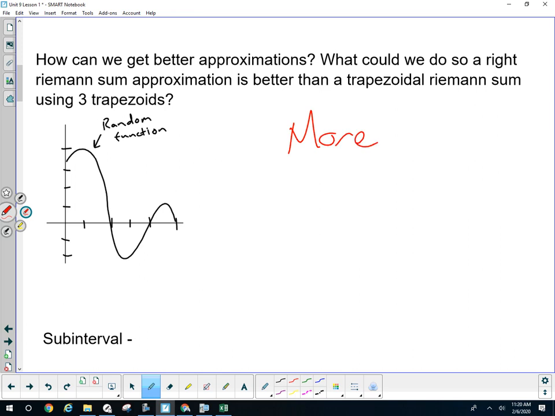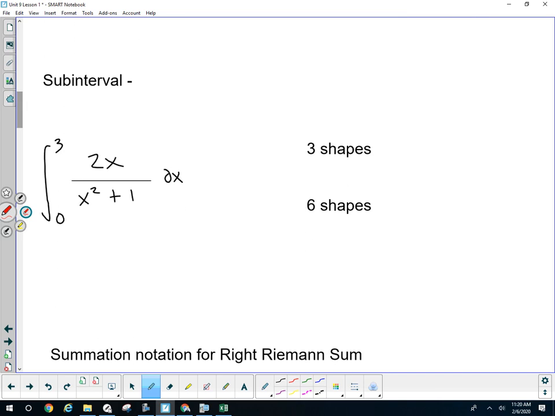More shapes, better approximations, right? Now, when we talk about shapes, we like to talk about a term called a subinterval. You will see this term a lot when you're answering questions on your homework. When we get into the free response questions, subinterval is really the amount of shapes. And typically when we talk about subintervals, we refer to the width.